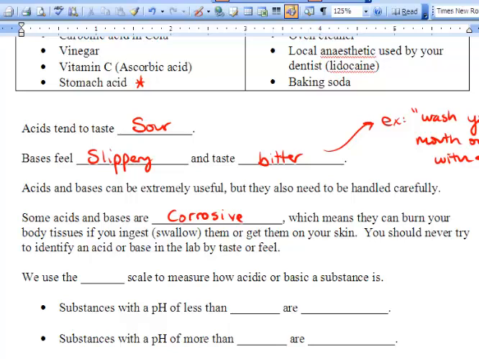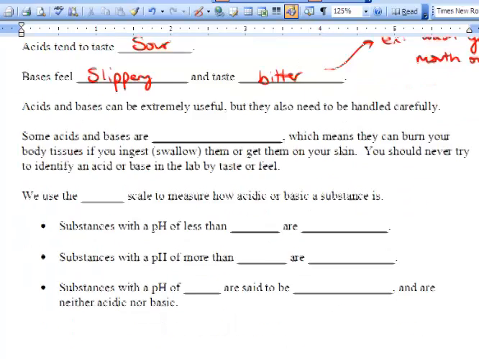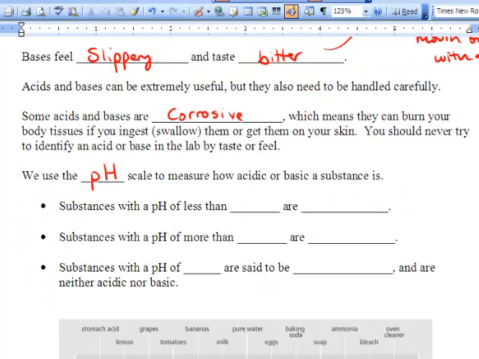All right. So with acids and bases, we use a scale called the pH scale. And we use a little p and a big H. We can tell if something's more basic or acidic by using this. Substances with a pH of less than 7 are acidic. Substances with a pH of more than 7 are basic. Substances with an exact pH of 7 are said to be neutral.